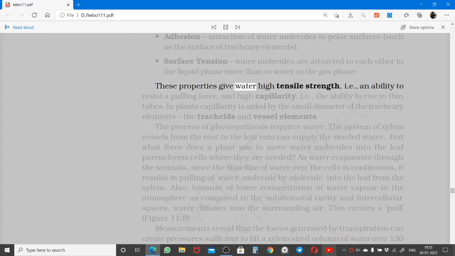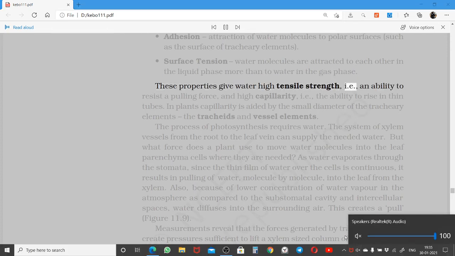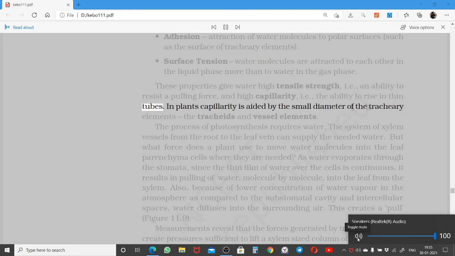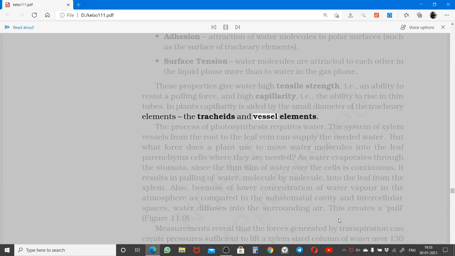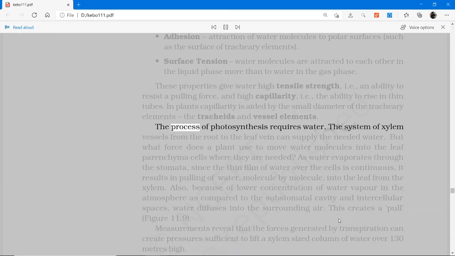These properties give water high tensile strength, i.e., an ability to resist a pulling force, and high capillarity, i.e., the ability to rise in thin tubes. In plants, capillarity is aided by the small diameter of the tracheary elements, the tracheids and vessel elements. The process of photosynthesis requires water. The system of xylem vessels from the root to the leaf vein can supply the needed water.